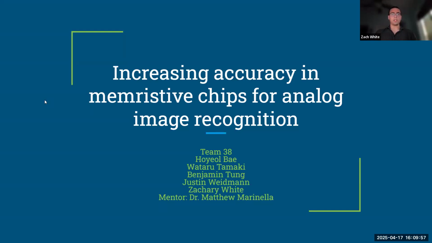Hello and welcome. Our project is about increasing accuracy in Memristive chips for analog image recognition. We're Team 38, and this is our senior design project for Arizona State University.